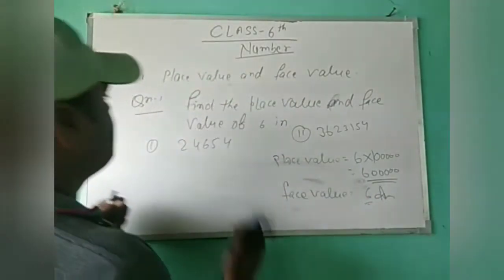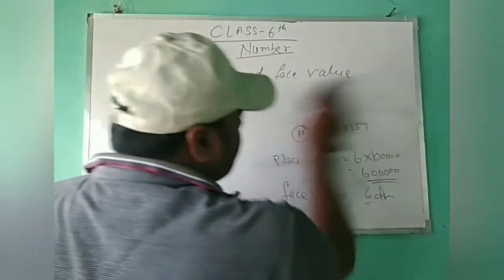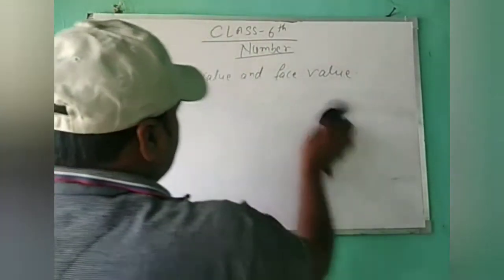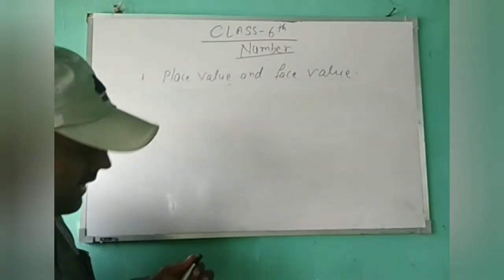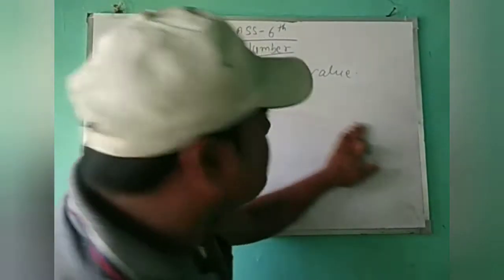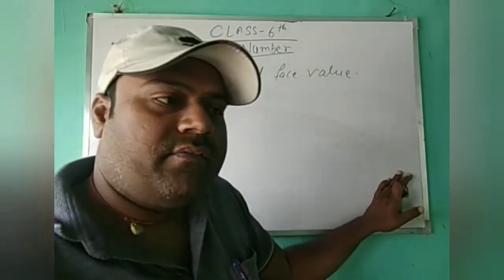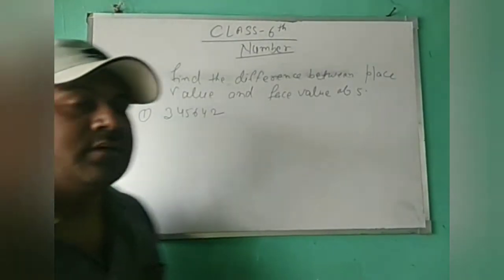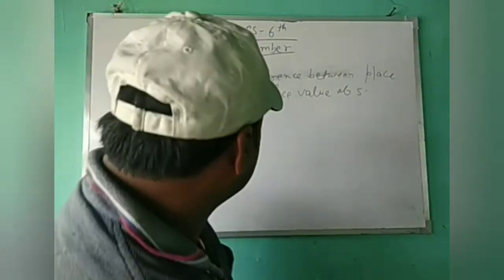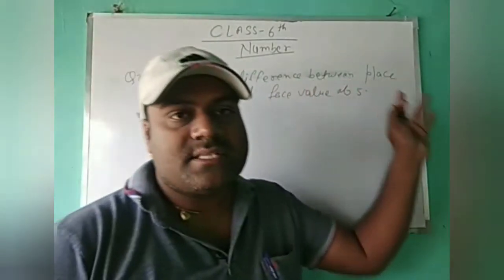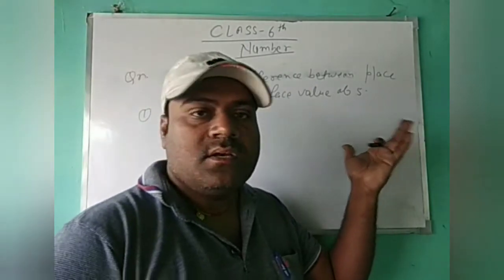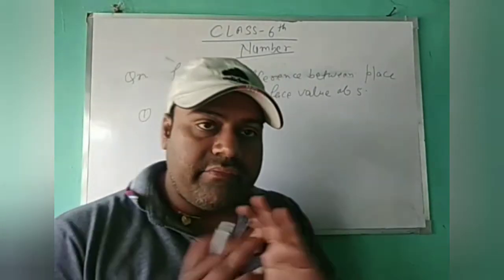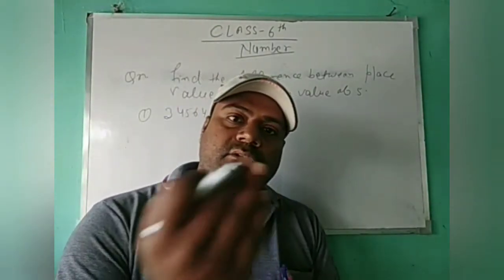Let's take another example. Suppose that there is a question. In the question, they will ask to find out the difference between place value and face value. So dear student, this is another question. Find the difference between place value and face value of 5. So we have to find out the difference between place value and face value.